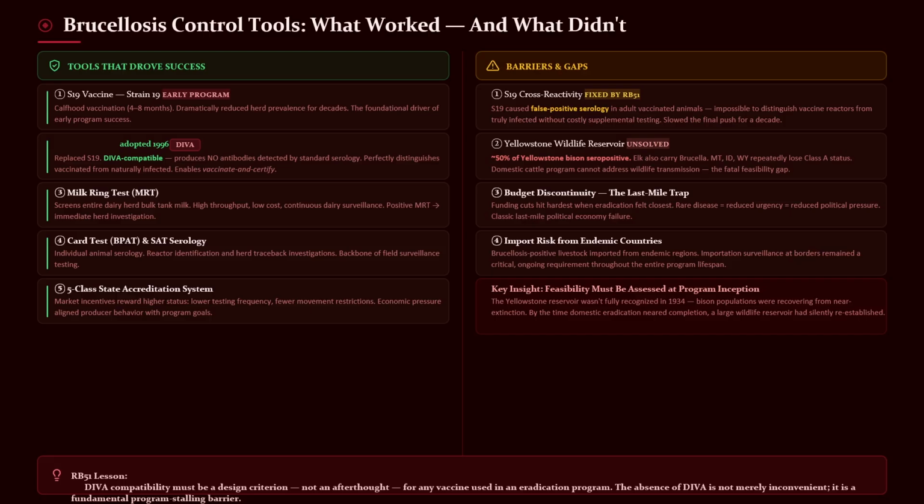Every time that happens, there's a risk of wildlife to cattle spillover, and that risk, that theoretical possibility, is enough to prevent Montana, Wyoming, and Idaho from achieving federally recognized brucellosis-free status.